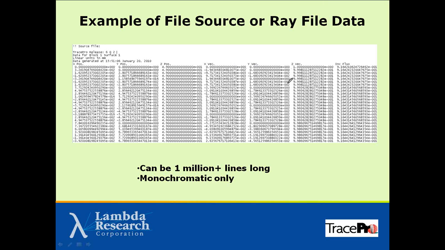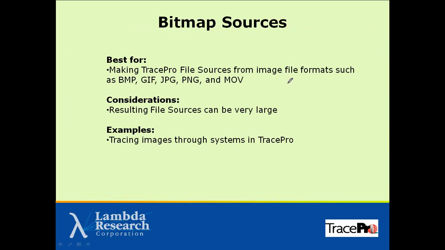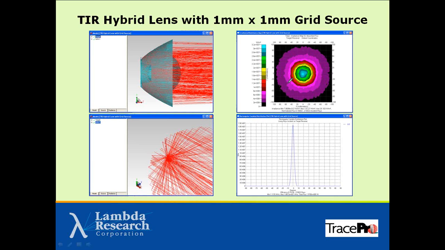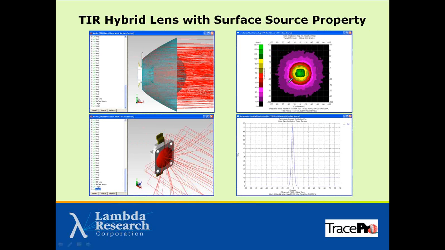As to which one to use, that's going to come down to what you're actually trying to model. As we looked at here, here's an LED lens that could be modeled possibly as a grid source. Here it is with a file source. Here it is as a surface source. So sometimes it's more important how you set up the source as opposed to exactly which one you choose. And it would come down to the end goal.